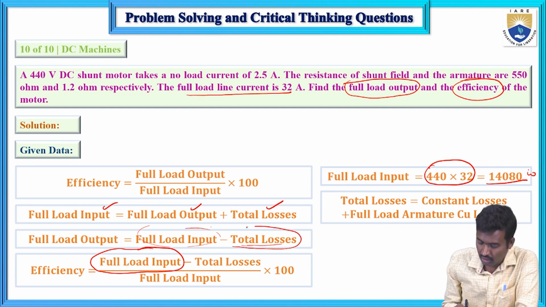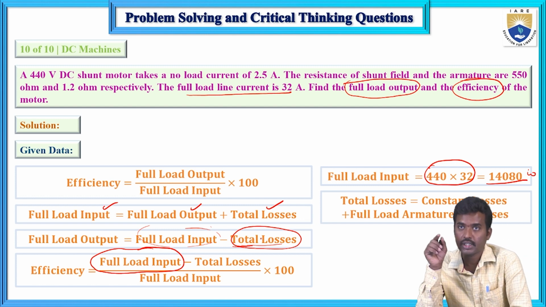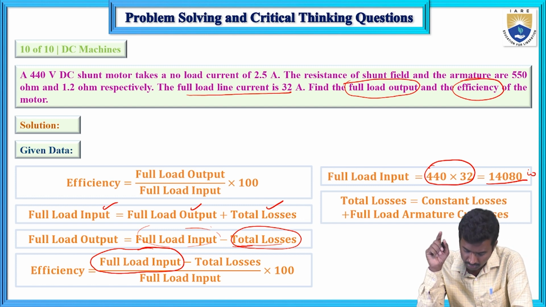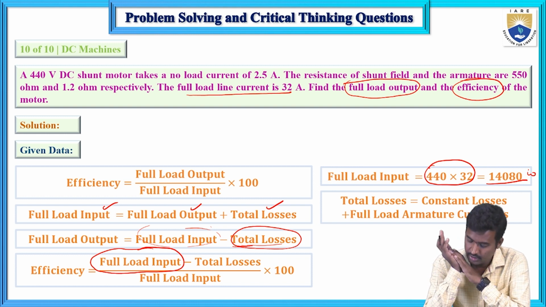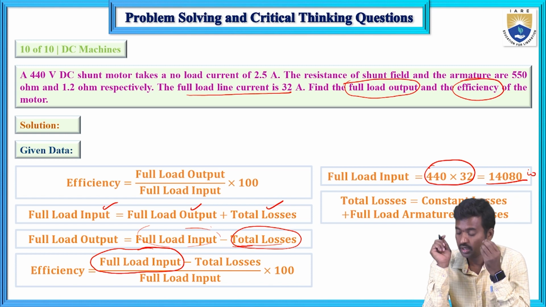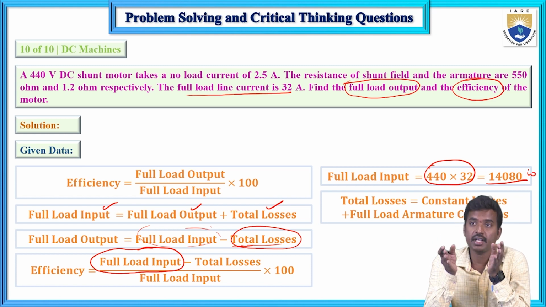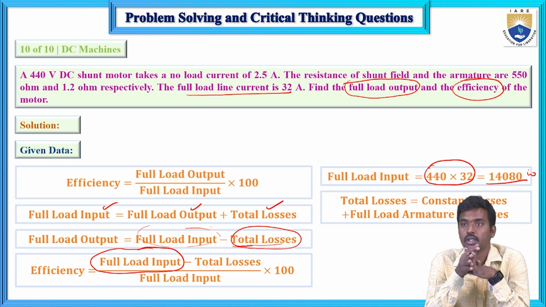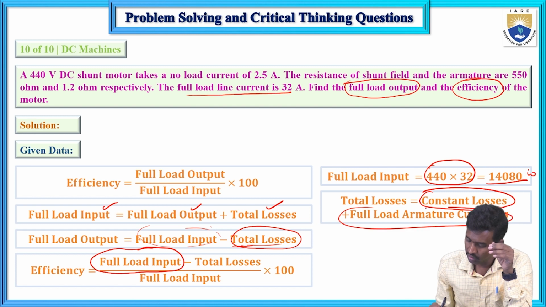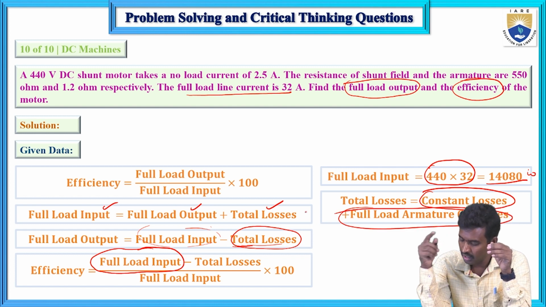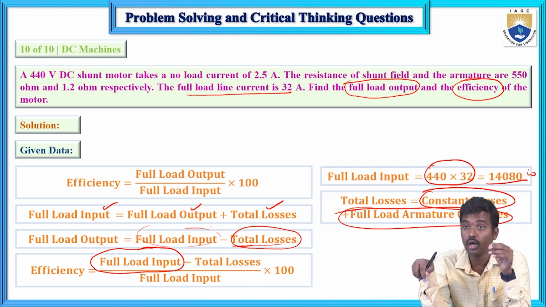Now here total losses, this is the main task in this problem. What about total losses? What are the losses? Input is okay, but what are the losses here? Losses here are total constant losses and full load armature copper losses. So first calculate the constant losses and then calculate the full load armature copper losses, and add these two losses.